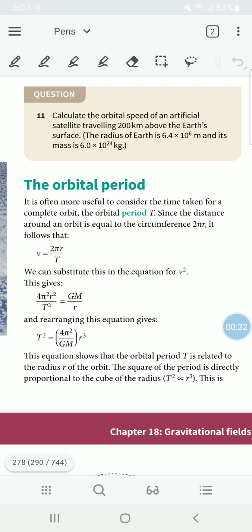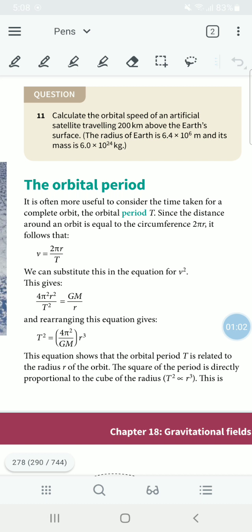It is more often useful to consider the time taken for a complete orbit, the orbital period T. Since the distance around an orbit is equal to the circumference 2πr, it follows that velocity is equal to displacement divided by time taken. So in this particular situation, distance is 2πr, orbital speed is equal to 2πr divided by T, right? So now we have another equation for v squared.